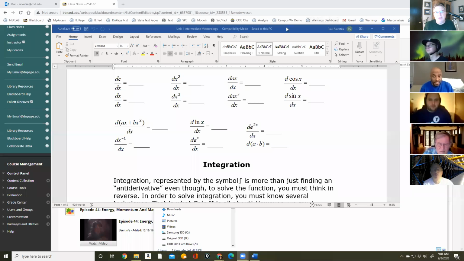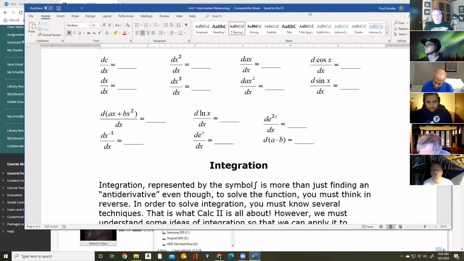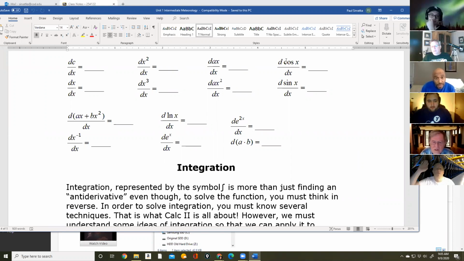So I'm in the Unit 1 worksheet for intermediate. And I want to go over here. How many of you have done this part of it? What, you mean integration or differentiation? Well, the differentiation. I have. So if I went through here, we could go through the answers. I did parts of them, but not all of them. So what is this implying here?